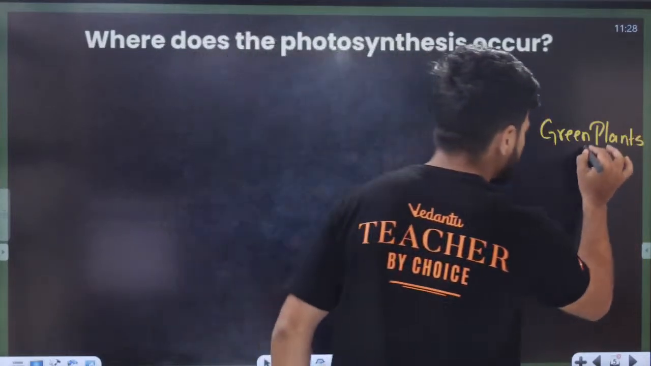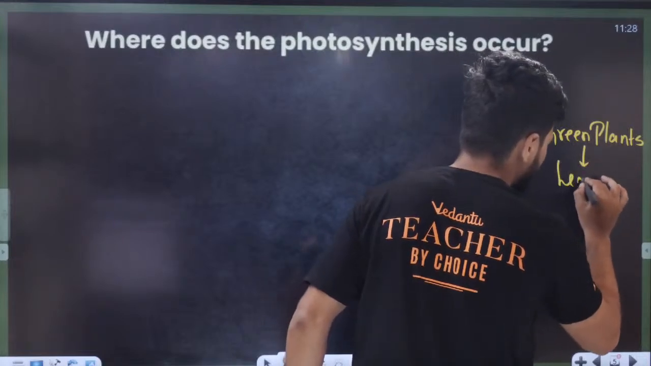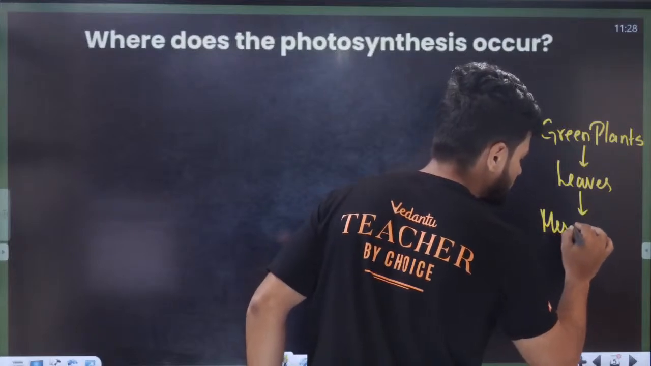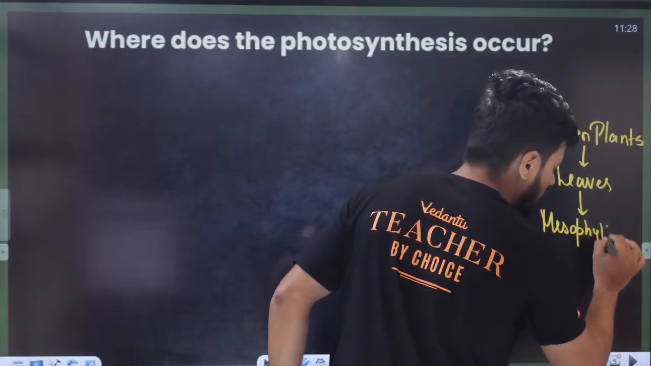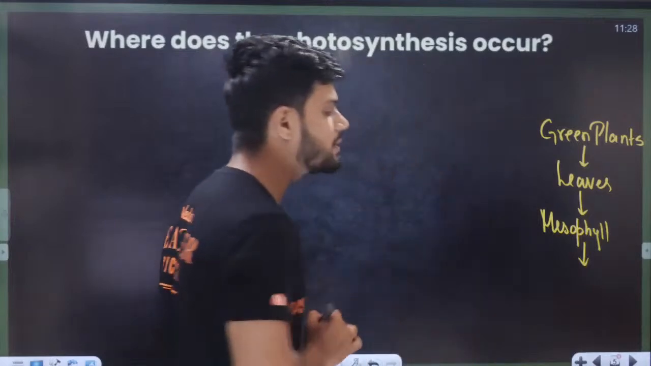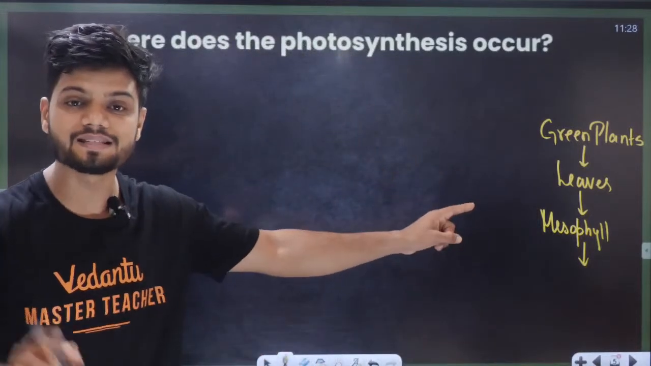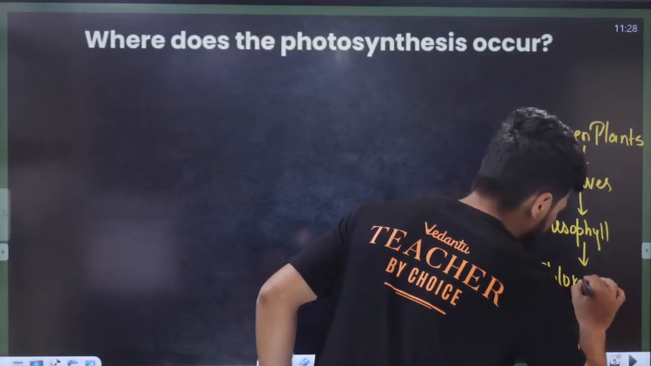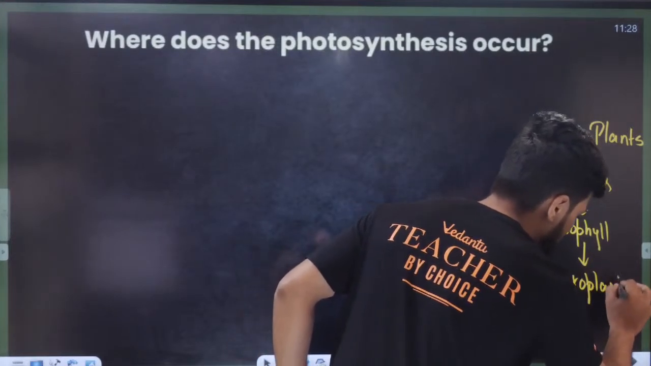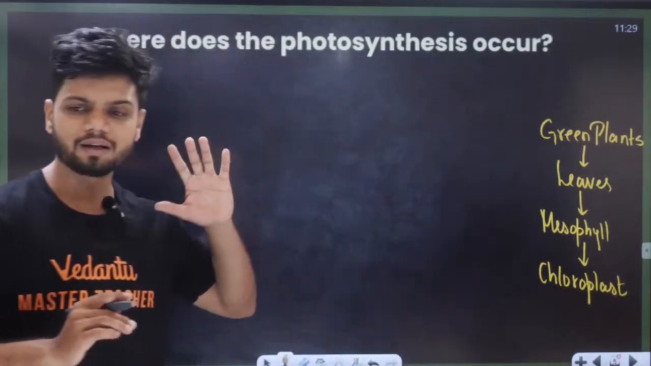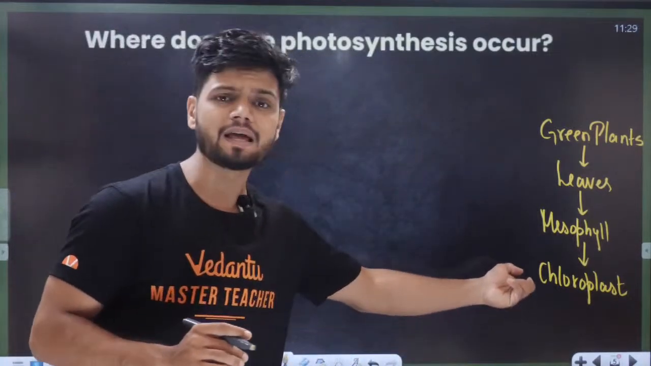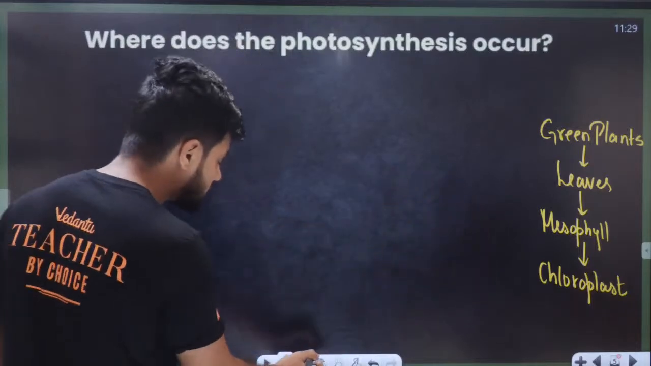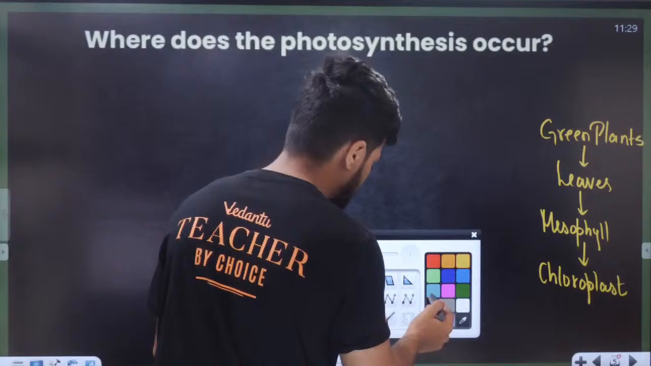In the case of green plants, we have something called leaves. In leaves, we have something called mesophyll cells. Under mesophyll cell, students, we have something called chloroplast. Yes or no? We have the chloroplast. Okay. So, students, all of you know now, it is taking place in the chloroplast.